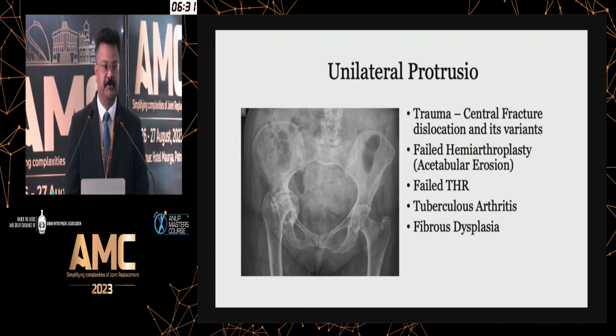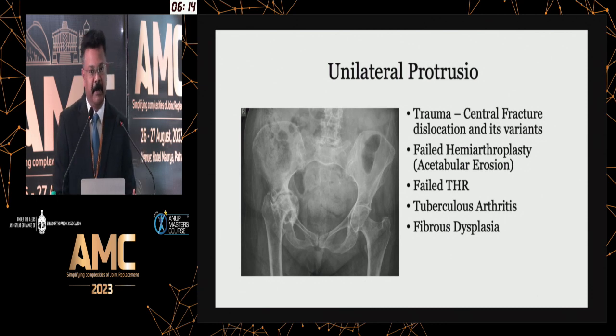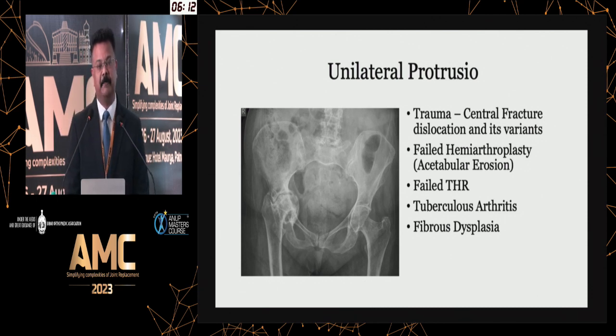There could be associated trauma, which is a central fracture dislocation pattern with various kinds of things, along with failed hemiarthroplasty. We commonly see this in post-AMP scenarios where the patient has been walking on it for a very long time and gradually the acetabulum tends to erode. Failed total hip replacements, again, can present in a similar manner. Tuberculous arthritis and, of course, fibrous dysplasia, to name a few.